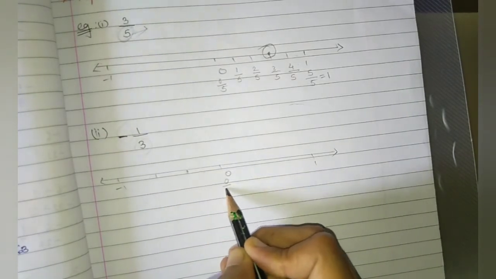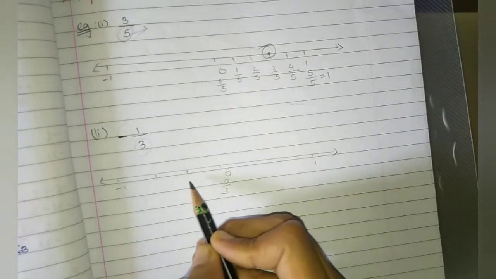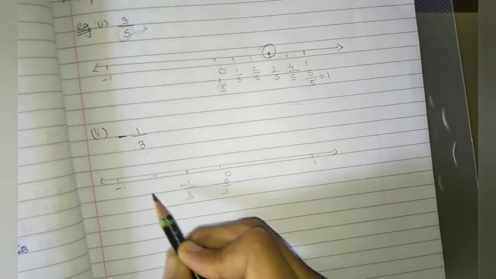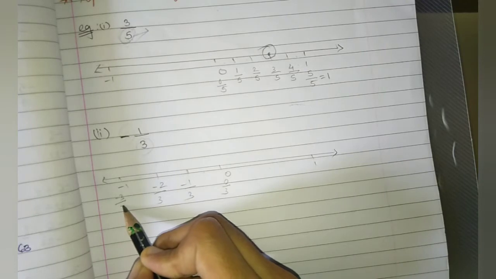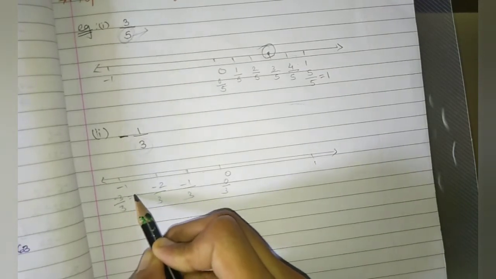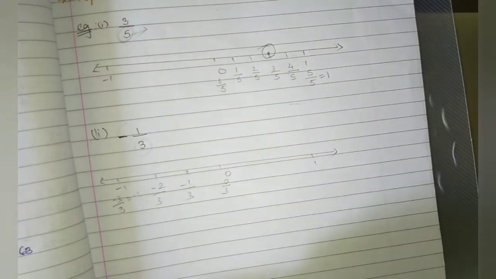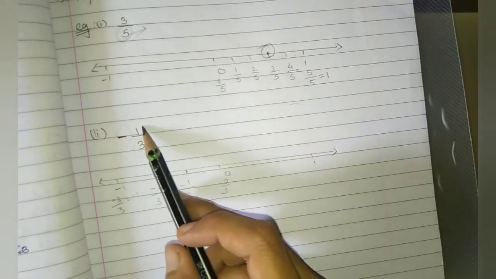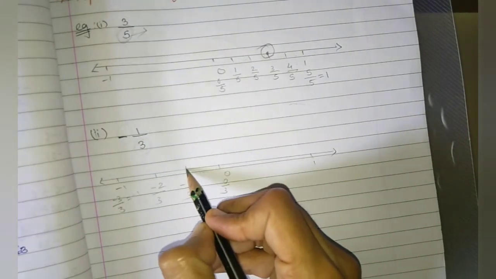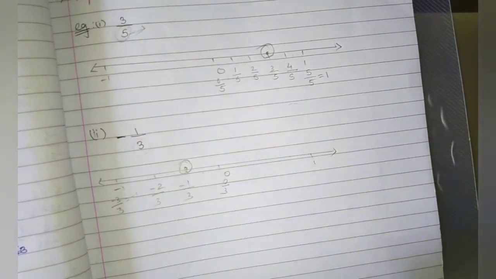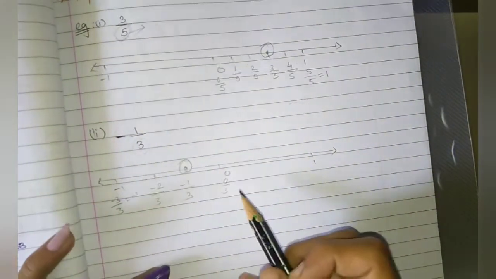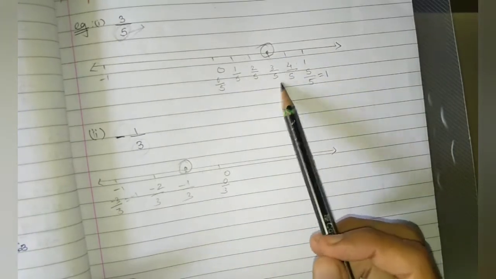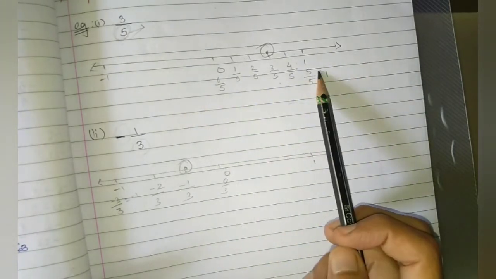This is 0 upon 3, -1 upon 3, -2 upon 3 and -3 upon 3, which is equal to -1 only. So what do we have to indicate? -1 upon 3. So here it is -1 upon 3. If it is minus, we go to the left side, and if it is a positive number, we go to the right side.